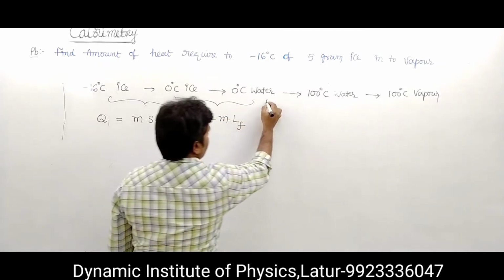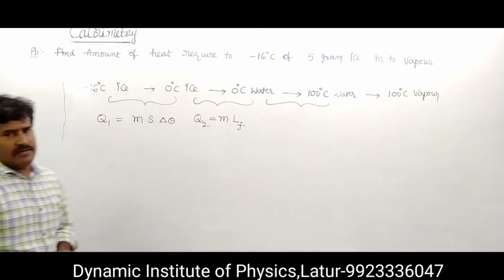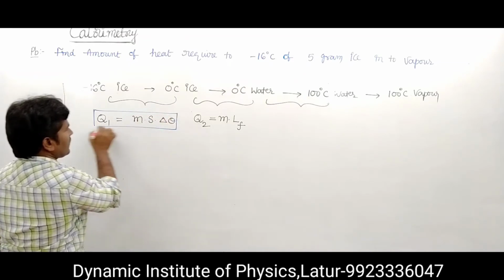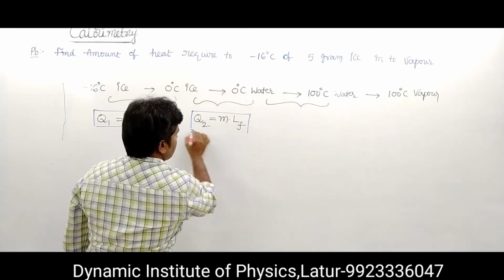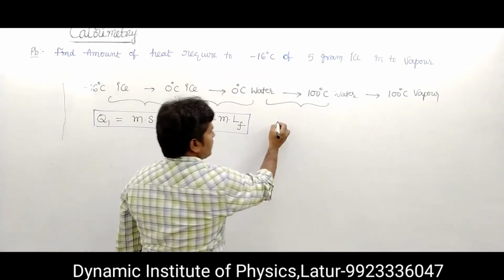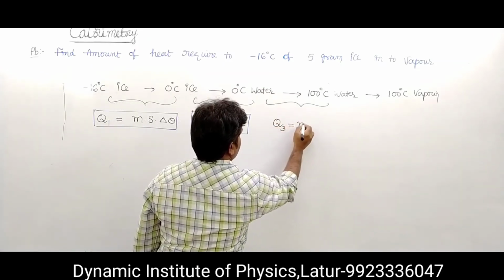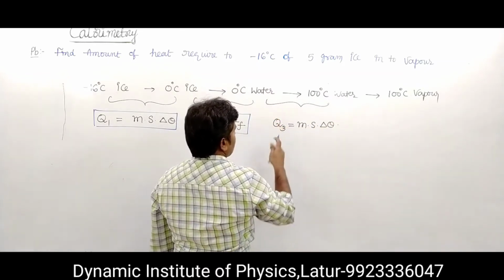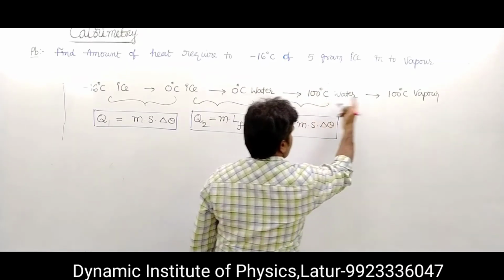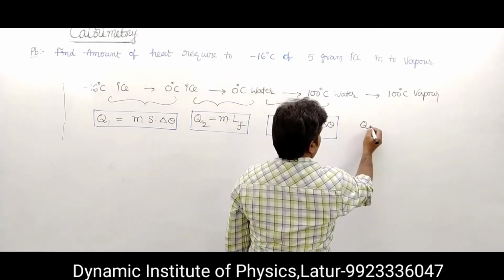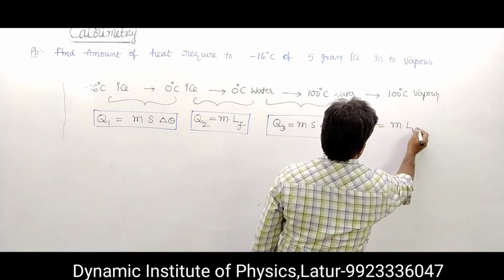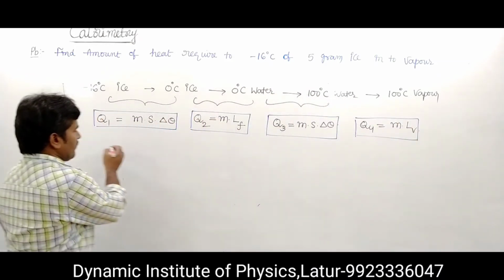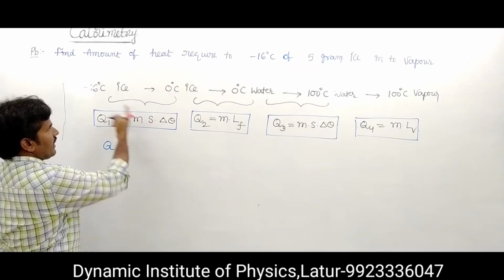Again here, temperature change: ms delta theta. In this condition, state change: m into L. Again temperature change, Q3 equals m into S into delta theta. Again this is converted into vapor, that means state change. Then Q4 is written as m into L vaporization. So these are the total heat required. Total heat Q equals ms delta theta.